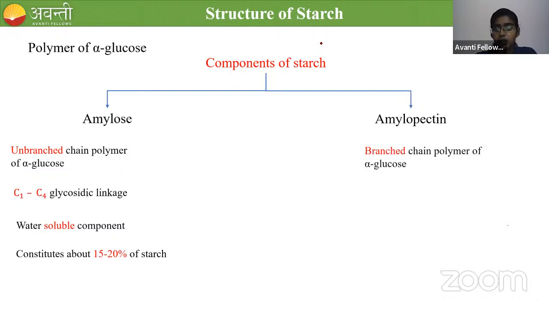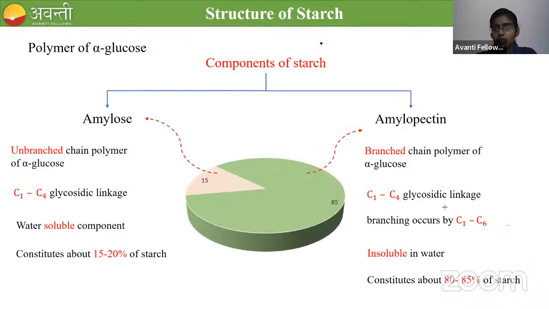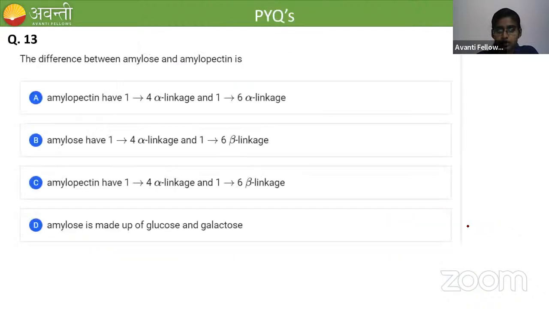Amylopectin is a branched chain polymer. It has C1-C4 linkage and C1-C6 also. It is linear as well as branched. And it is insoluble in water. It constitutes 80 to 85% of starch. So the major portion is occupied by amylopectin and only 15% is constituted by amylose. You have to see, we got the question from this linkage part. In amylose, 1,4 linkage. In amylopectin, 1,4 as well as 1,6 linkage. Got it? Now I will come to the question again. The difference between amylose and amylopectin: amylopectin has 1,4 alpha and 1,6 alpha.